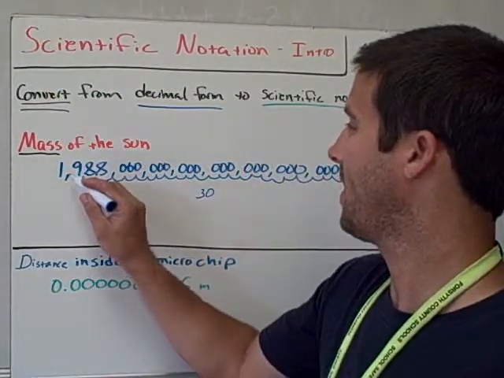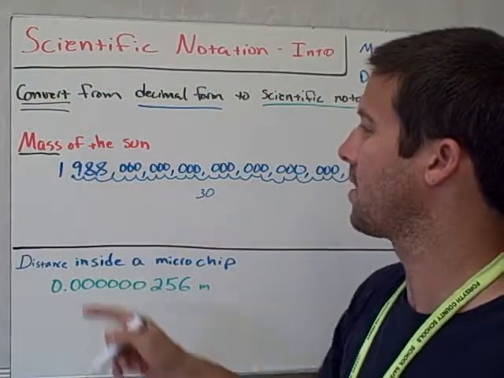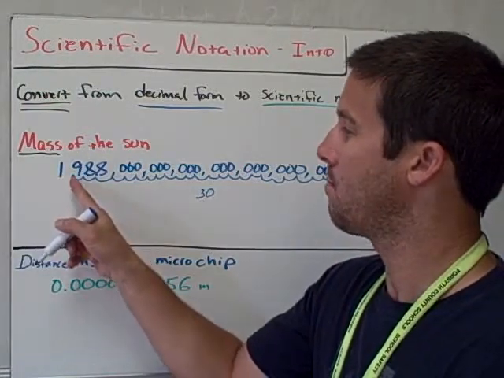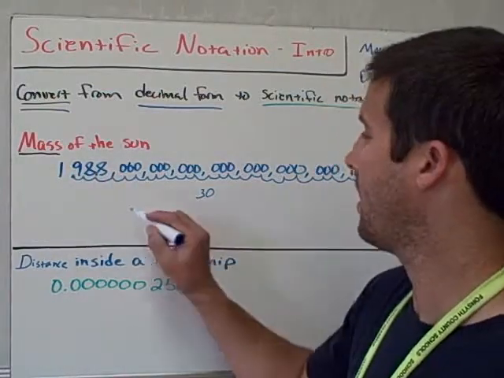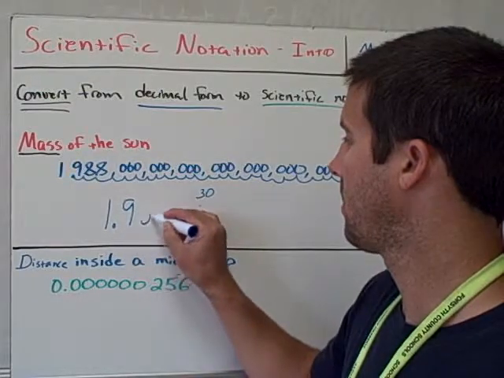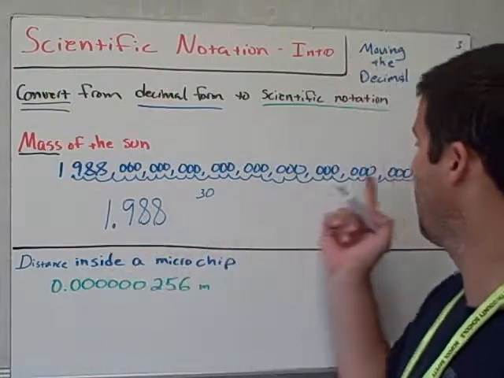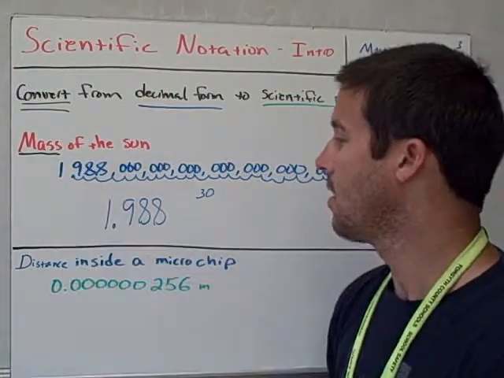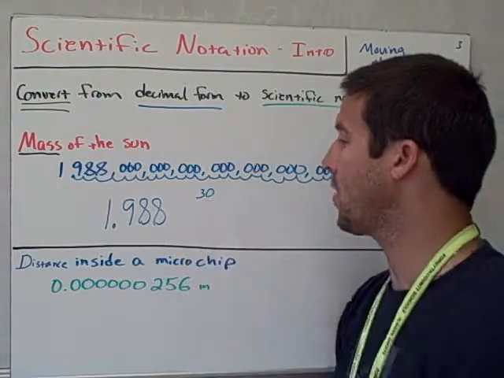All right. Now, I have this number. I'm going to take out this comma so you don't get confused. I have 1.988. And I want to write that down just like I did in my previous examples, 1.988, because I moved the decimal from there to there. Well, how many times did I move the decimal? Well, I moved the decimal 30 times.